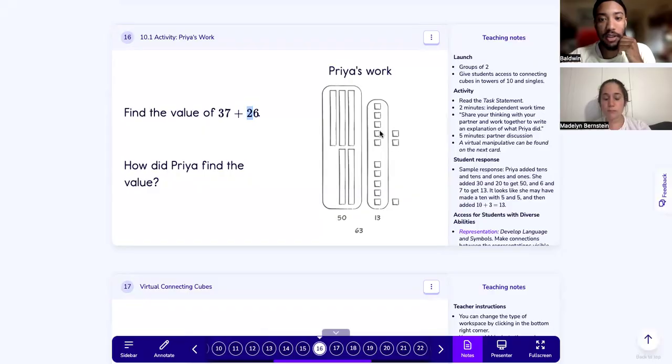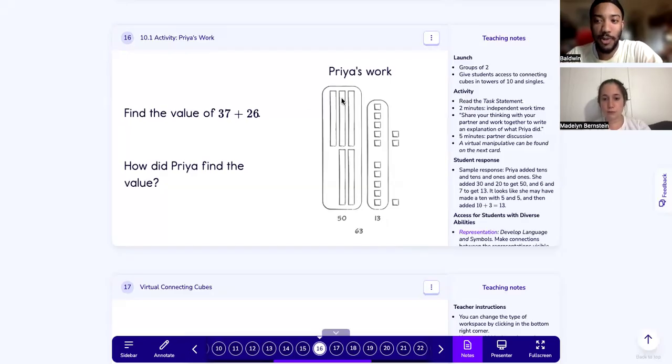On this side, Priya has 13 ones. She got 13 ones because she had seven ones from her 37, and then she had six ones from her 26. Seven plus six is 13. So when she adds them all together, she gets her answer at the bottom. Her answer at the bottom is 63, but I want you to help me count all of her 10 sticks and her ones together to make sure that her answer is accurate. All right, let's go.